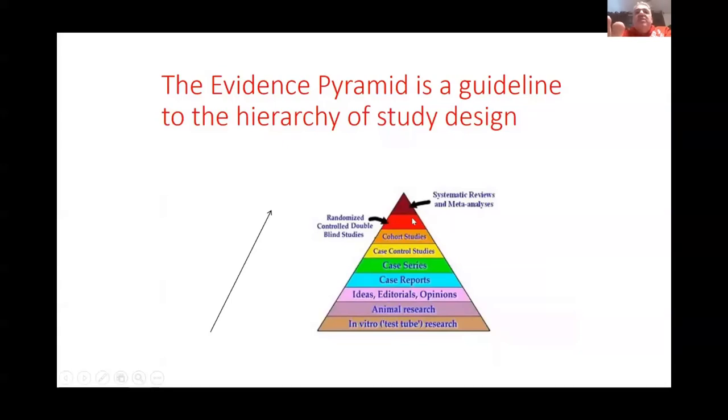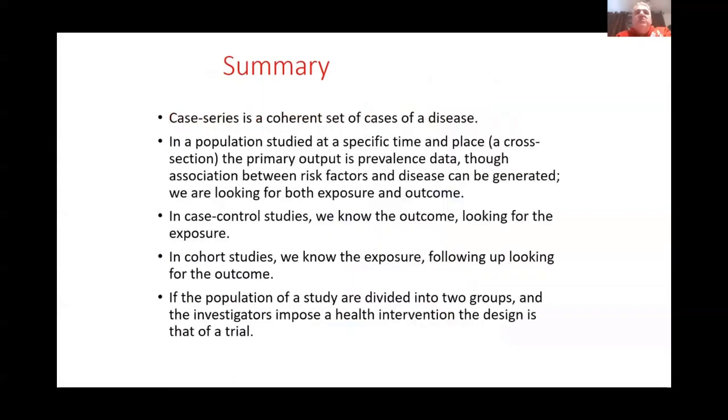As you see in this evidence pyramid, the best is really the randomized clinical trial. On the top is systematic review and meta-analysis, followed by randomized controlled clinical trials, cohort studies, case control studies, case series, case reports, and so on. So as you see, descriptive studies are at the bottom, then analytical studies, then we come to the interventional experimental studies, and at the top is the systematic review and meta-analysis.